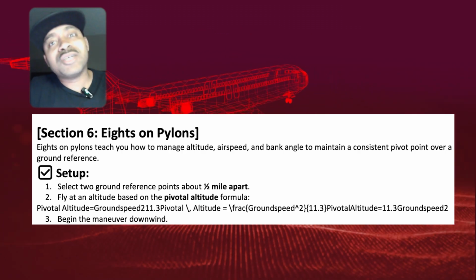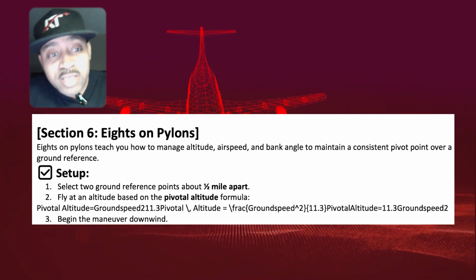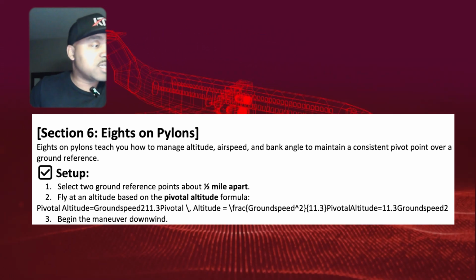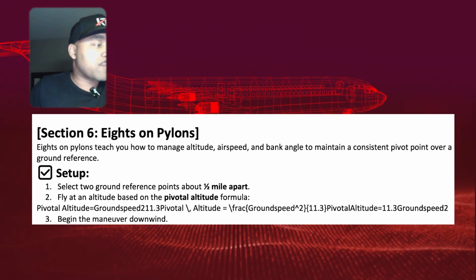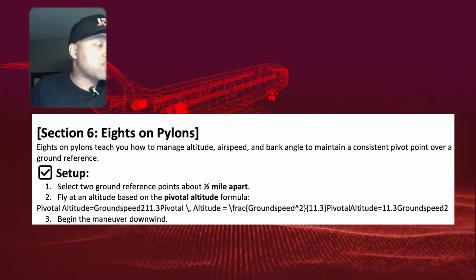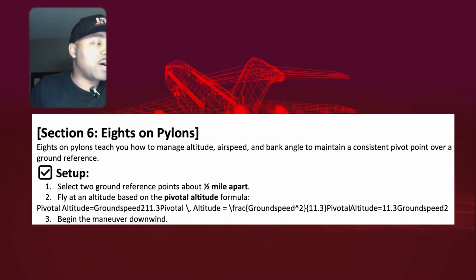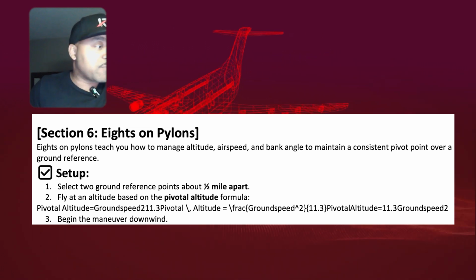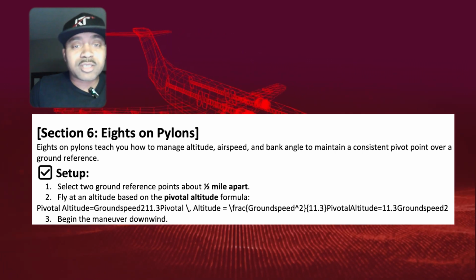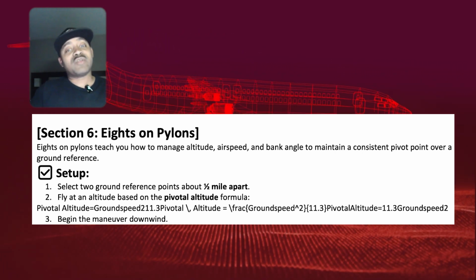If you're a private pilot, you don't even need to worry about this because it's going to hurt your brain, because eights on pylons is a really tricky commercial maneuver. But for my commercial students and for my CFIs, you got to make sure that you understand what is called the pivotal altitude. And what's the pivotal altitude?